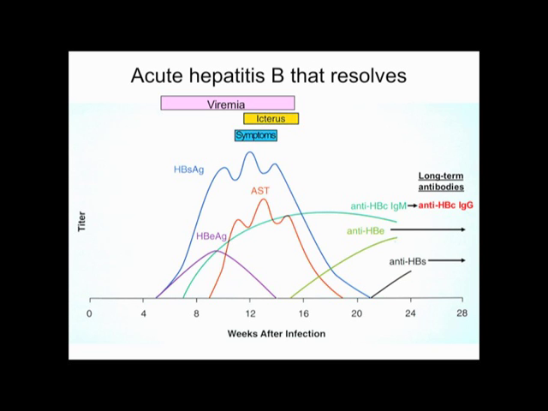Now, as it resolves, you switch over to just antibodies, and you switch to an IgG core. So somebody who had hepatitis B in the past, like 3 years ago, is going to have an IgG core antibody, probably an E antibody, and they'll certainly have an antibody to the surface protein. And it's the surface protein antibody that is protective.